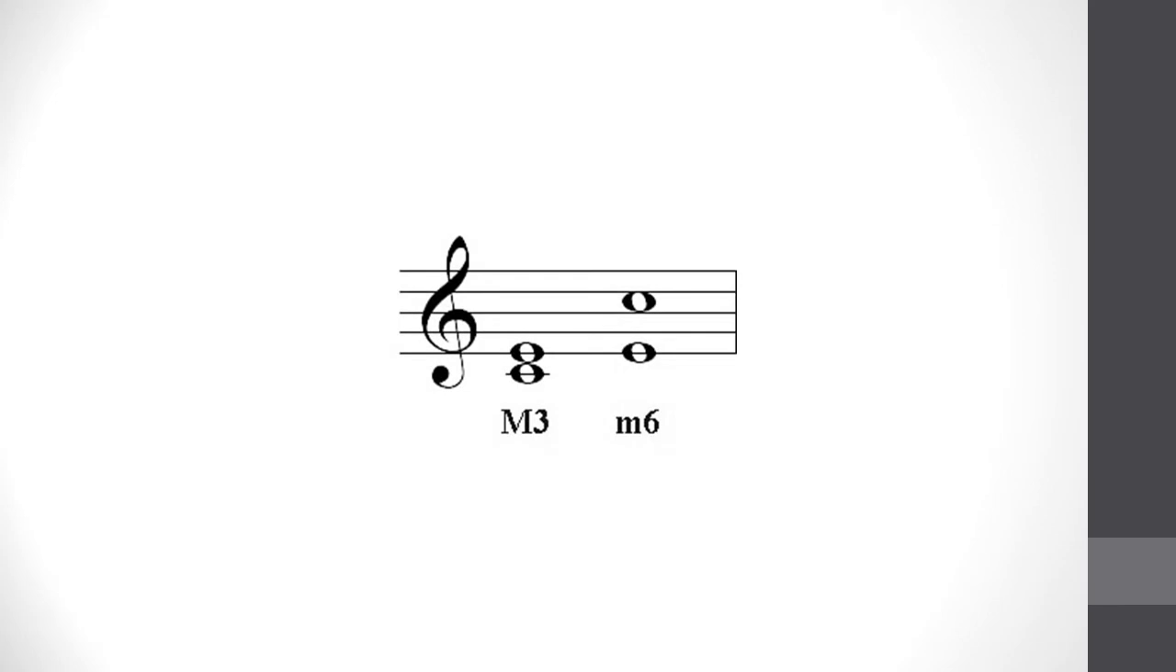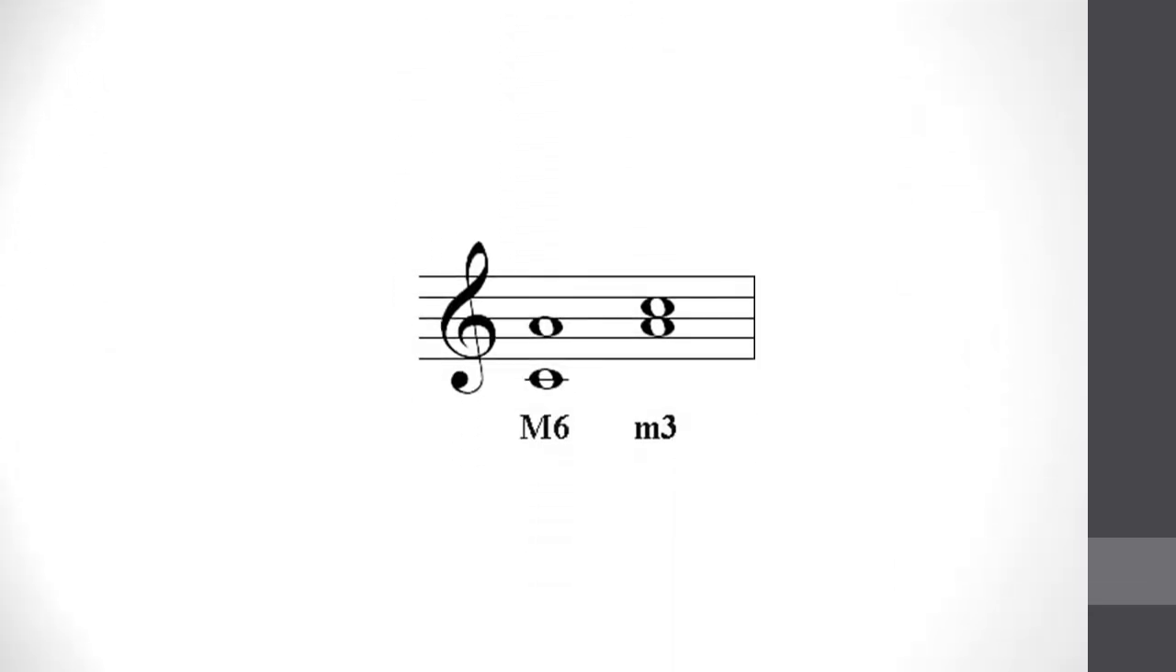The inversion of the major third is the minor sixth, and the inversion of the minor sixth is the major third. These two intervals together equal an octave and are therefore complementary. The inversion of the major sixth is the minor third, and the inversion of the minor third is the major sixth. These two intervals together equal an octave and are therefore complementary.